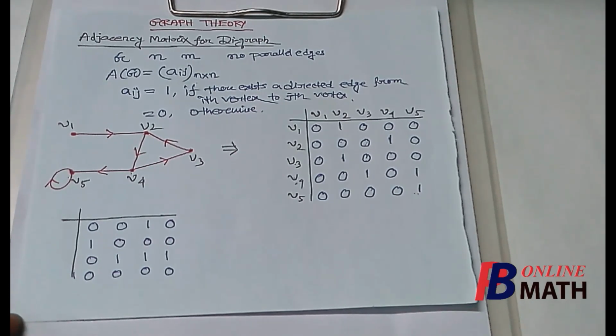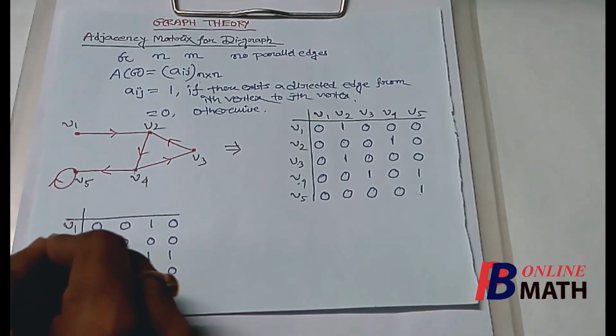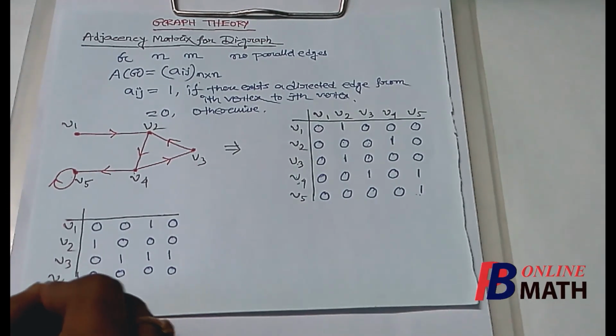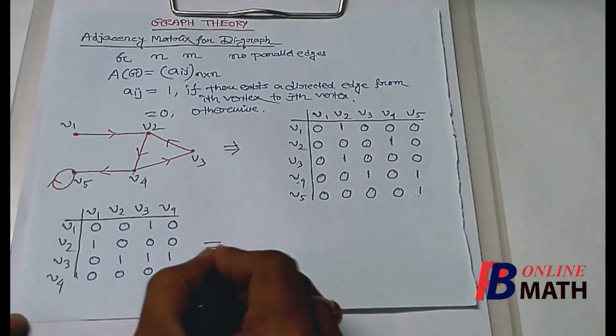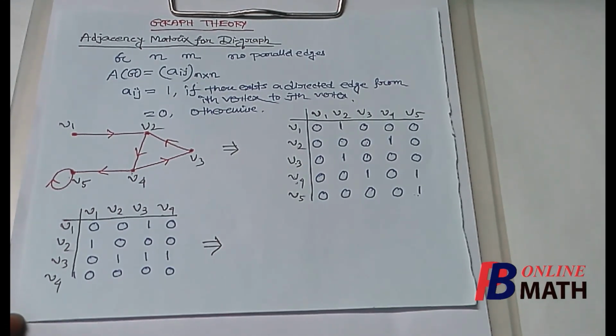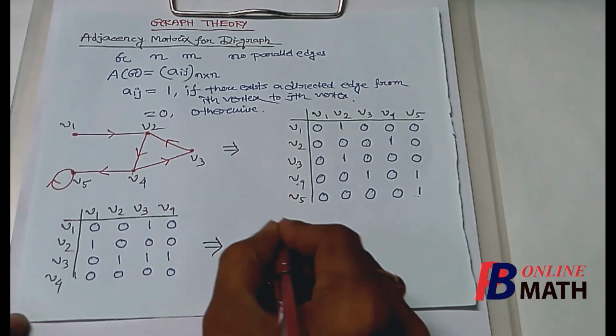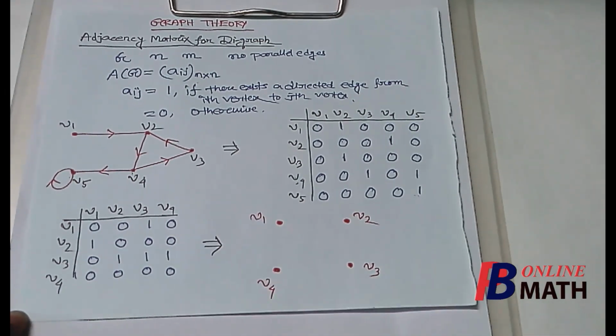And we know that for the adjacency matrix the number of rows or columns is equal to the number of vertices of the graph. So we first label the vertices, suppose v1, v2, v3, v4, and here also v1, v2, v3, v4. So we shall find the corresponding digraph of this adjacency matrix. Now here we find that there are 4 rows or columns. So the graph has 4 vertices. So we first plot the vertices v1, v2, v3, v4.